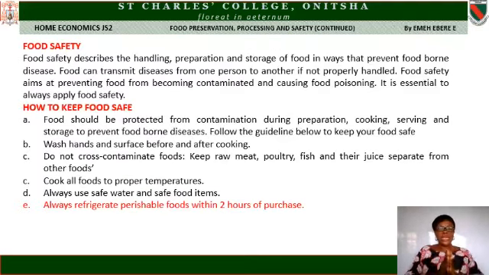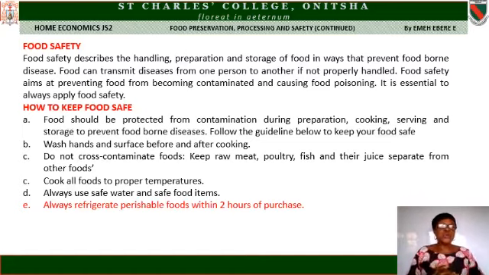Now, let us look at the last one, which is food safety. Food safety describes the handling, preparation, and storage of food in ways that prevent foodborne diseases. Food can transmit diseases from one person to another if not properly handled. Food safety aims at preventing food from becoming contaminated and causing food poisoning. It is essential to always apply food safety.